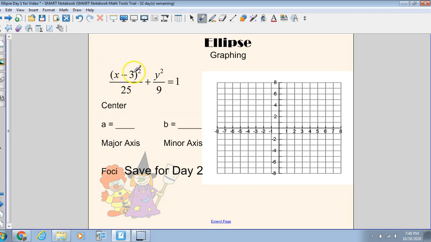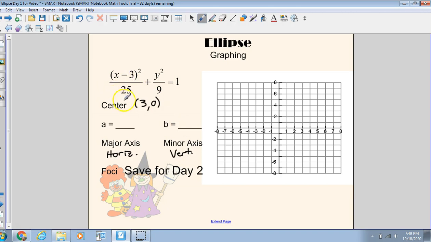We have this equation, (x minus 3) squared over 25 plus y squared over 9 equals 1. I think I may have forgotten to mention in the definition that it's always equal to 1. Always, always, always. So here in this example, our center is the point (3, 0), because h is 3, and since there is nothing with the y, that's y minus 0, so our k coordinate is 0. Since the bigger number is underneath our x, our major axis is horizontal, and our minor axis is vertical.